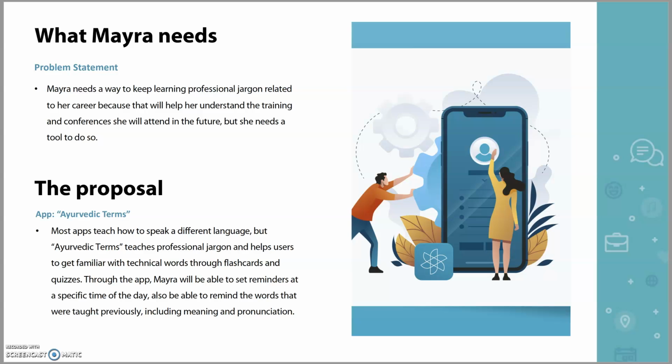The proposal. The app Ayurvedic Terms. Most apps teach how to speak a different language, but Ayurvedic Terms teaches professional jargon and helps users to get familiar with technical words through flashcards and quizzes. Through the app, Mayra will be able to set reminders at a specific time of the day, and also be able to review the words that were taught previously, including meaning and pronunciation.